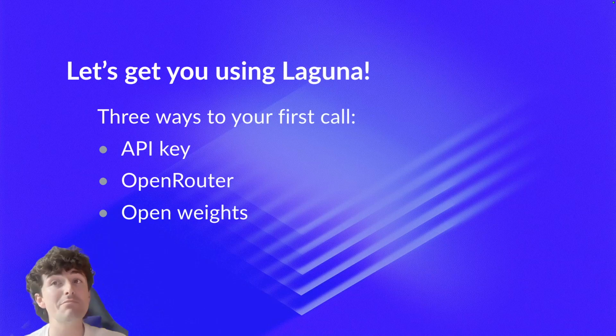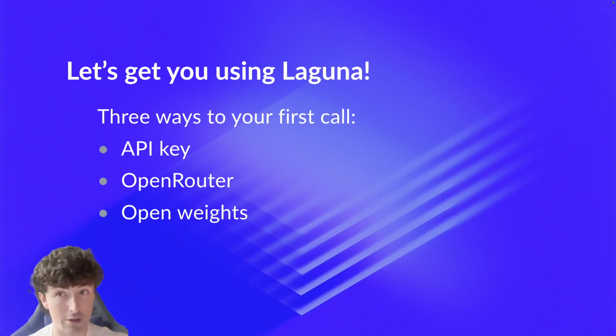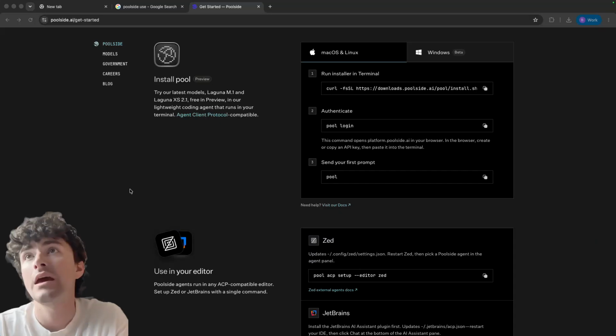The API key method is the fastest and is the most official. OpenRouter is the no account, already in my stack option, and the open weights is a run it yourself route. We'll actually do the first two live right now, and then I'll quickly talk about the third at the end of this tutorial.